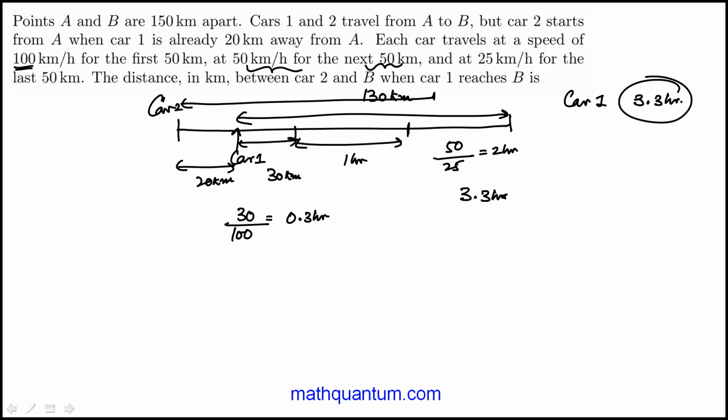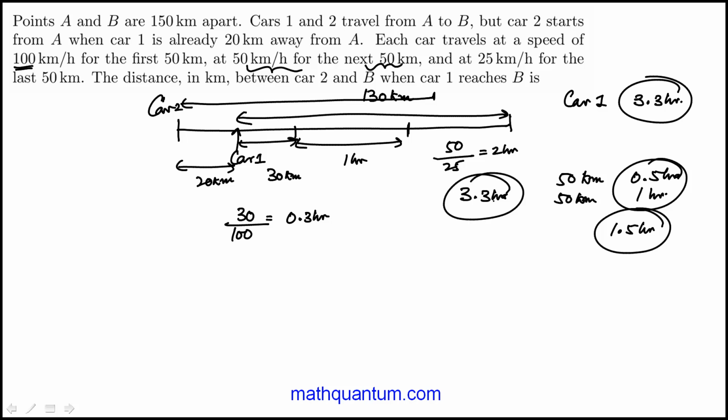And now for car 2, we know that the first 50 kilometers, because it goes at 100 kilometers per hour, takes 0.5 hours. Then for the next, it takes 1 hour. So far, it spent 1.5 hours. Now I have how much time left? 1.8 hours for that final leg, which is the 50 kilometers.